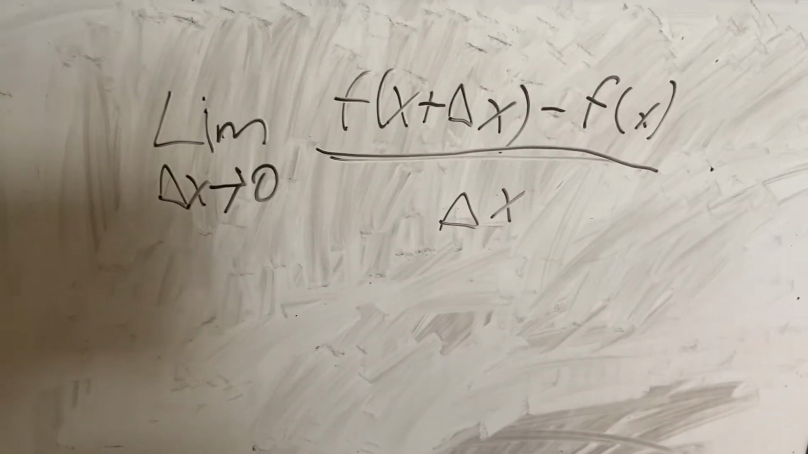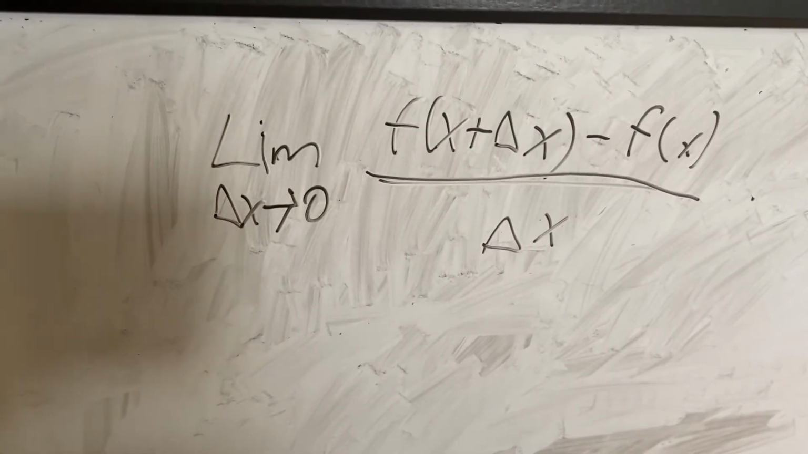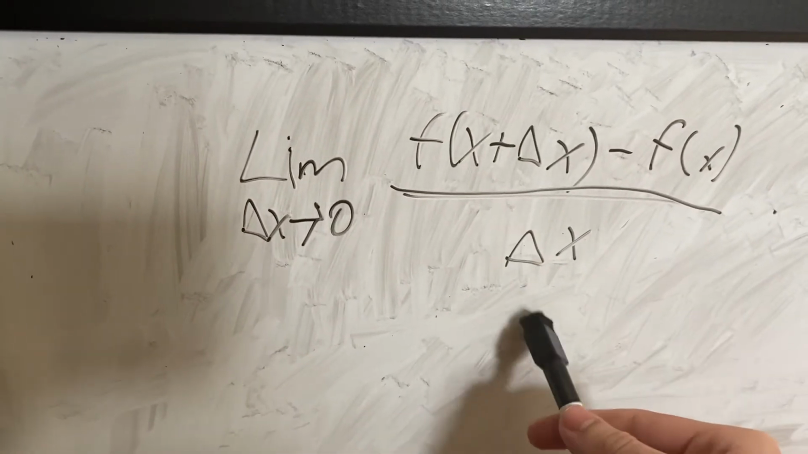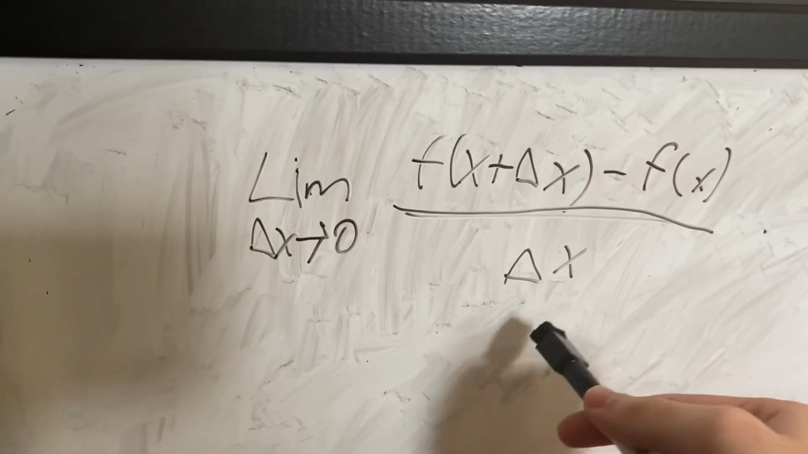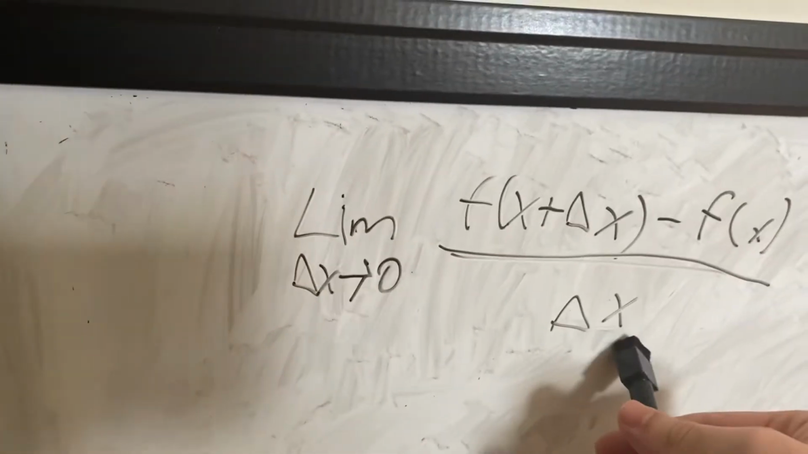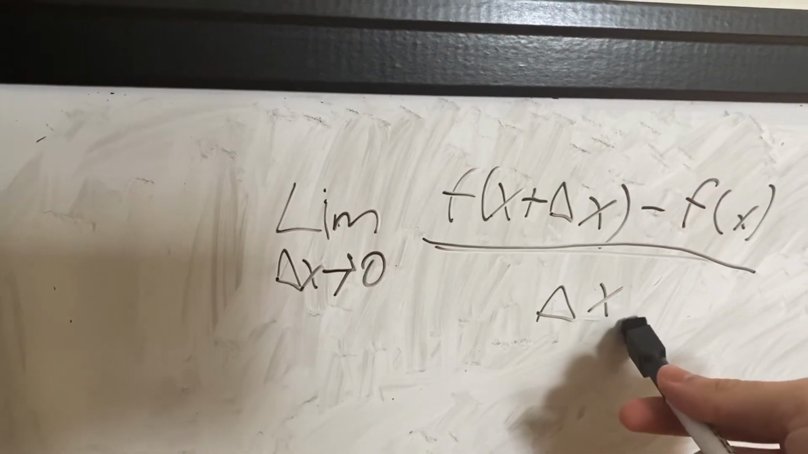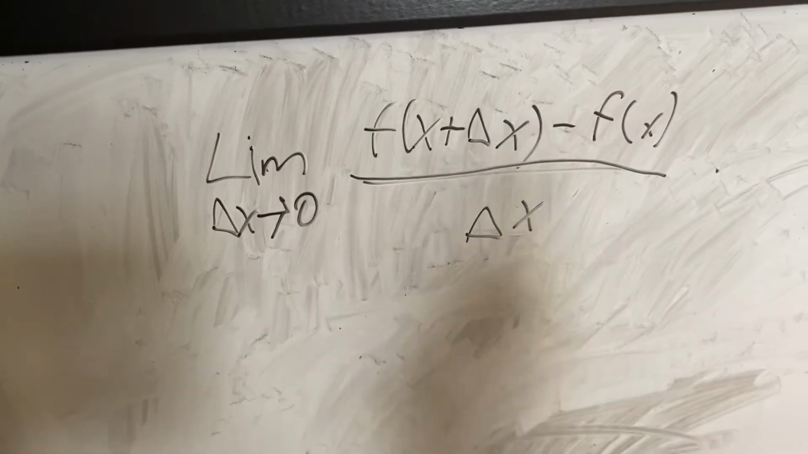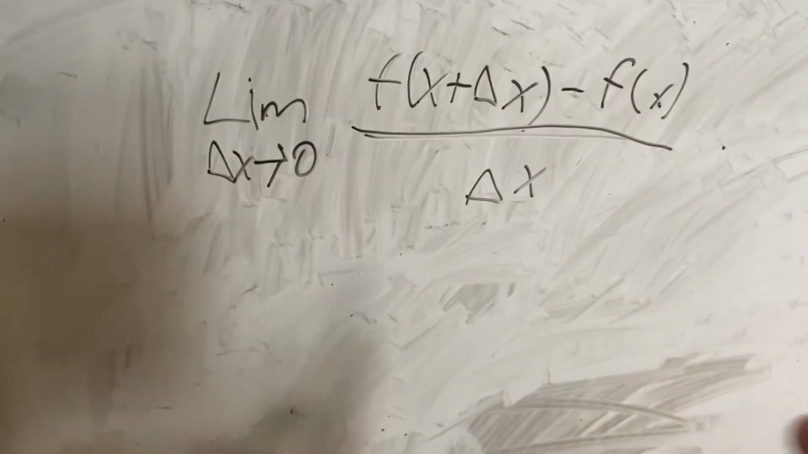So if you'll note, what we're really saying is the derivative of a function at a certain point as delta x gets smaller and smaller and smaller. The change in x gets smaller and smaller and smaller. We want a very specific pinpoint answer. So let's try to take the derivative of x squared, see if we can do that.